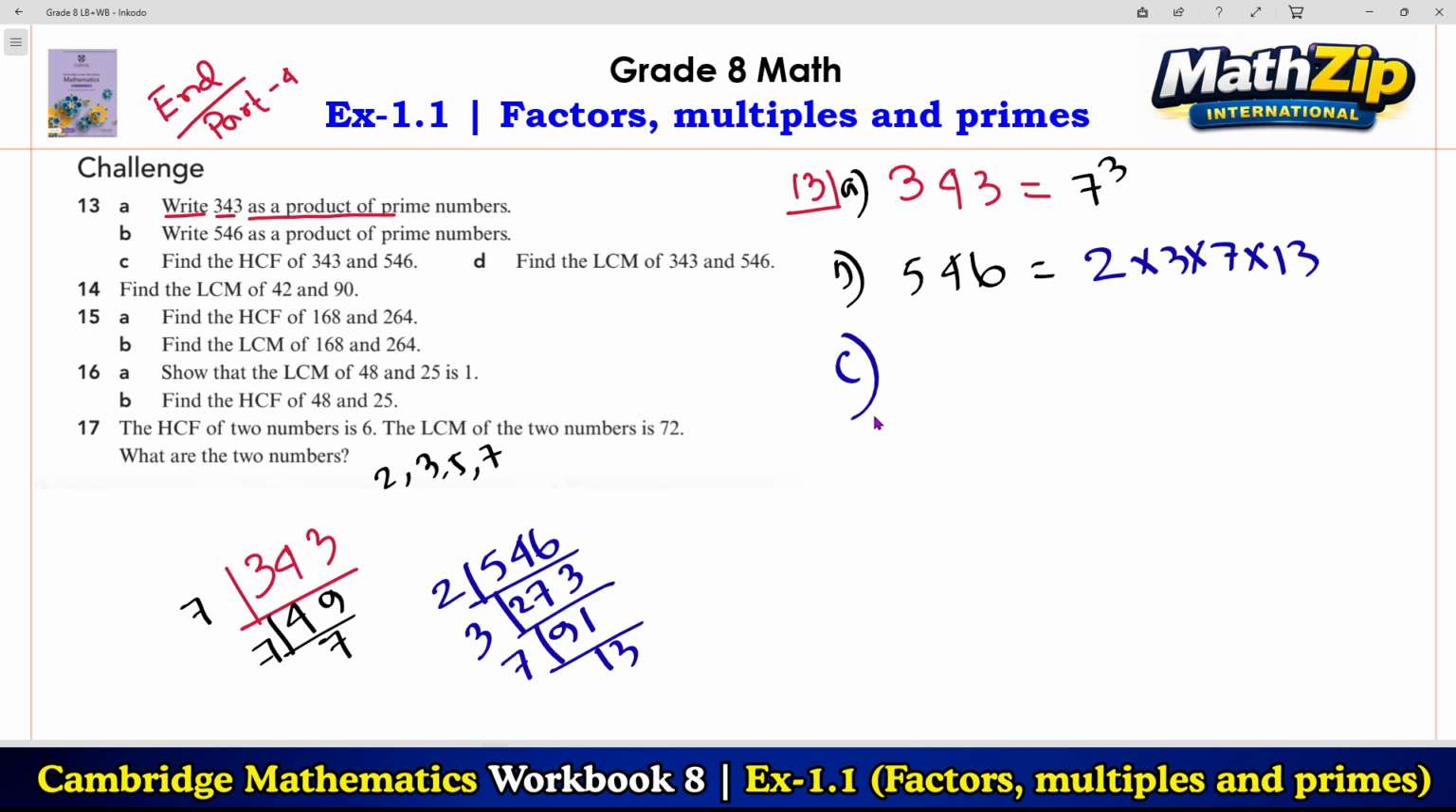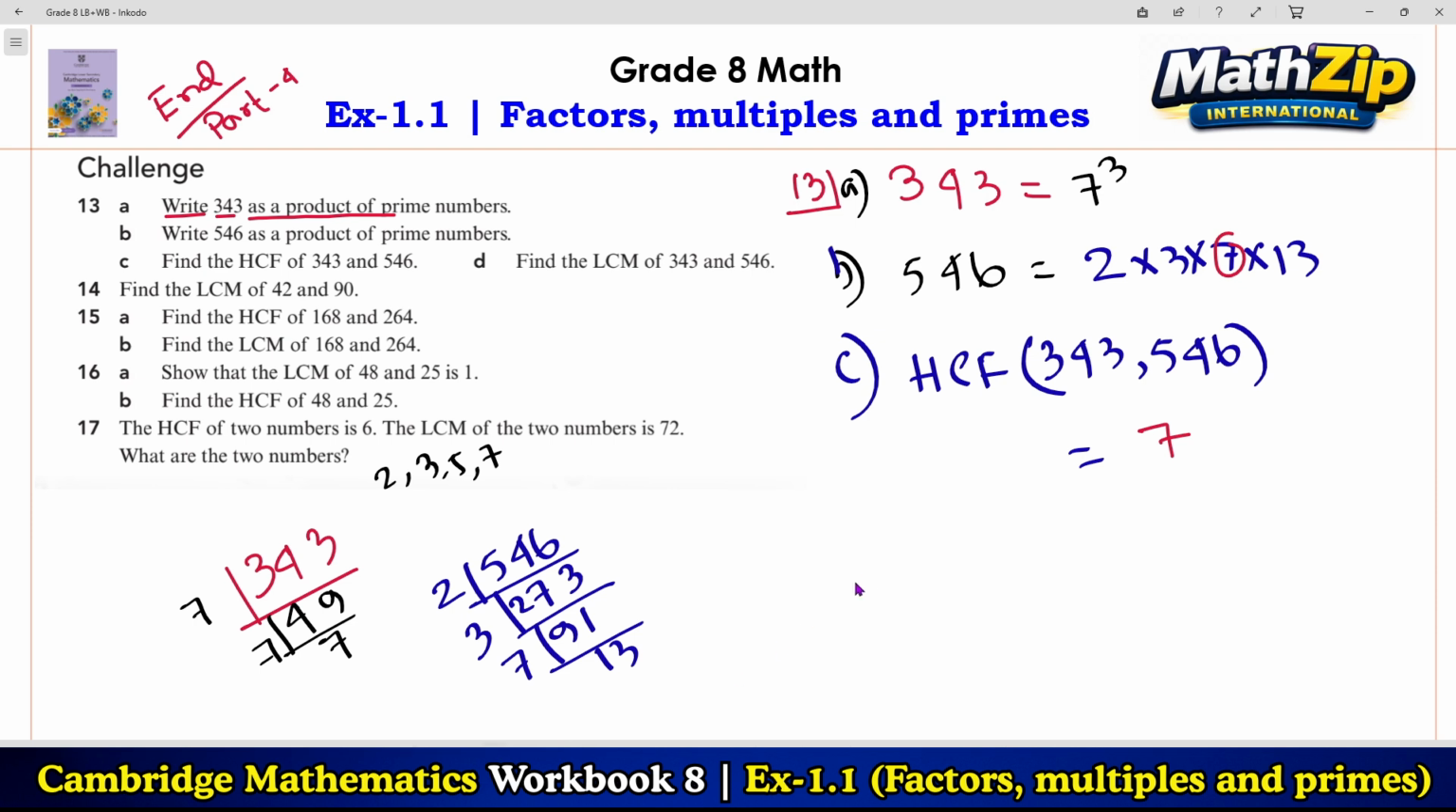Part C. Find the HCF of 343 and 546. First we have to find out which factor is the highest common. Here is a 7, right? And also only 7, because 7 to the power 3 does not have any 2, 3 or 13 in common. So HCF will be 7.